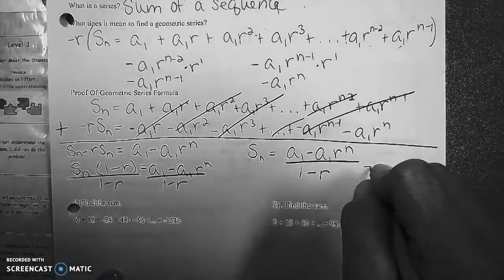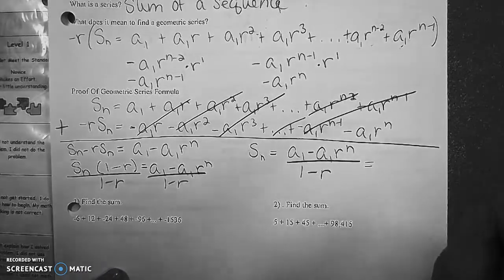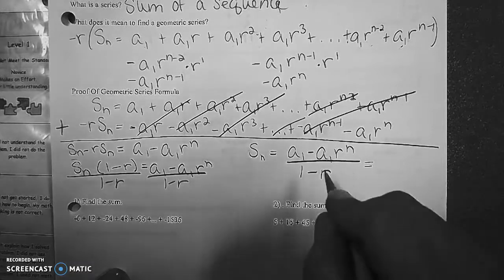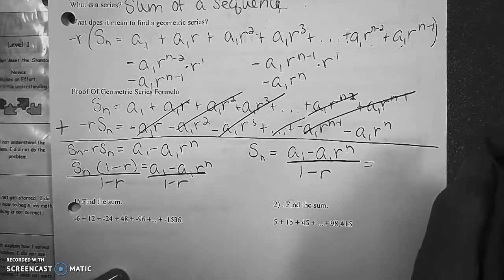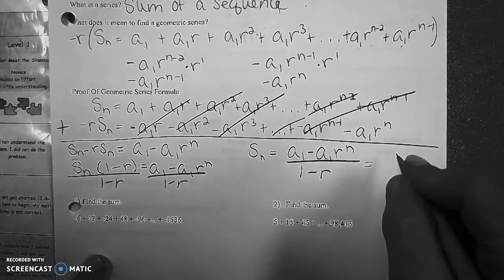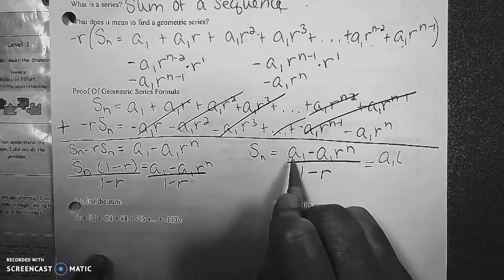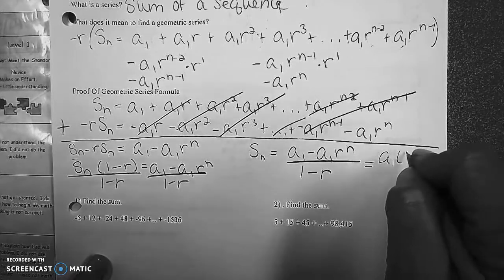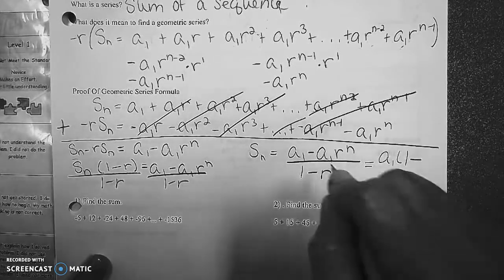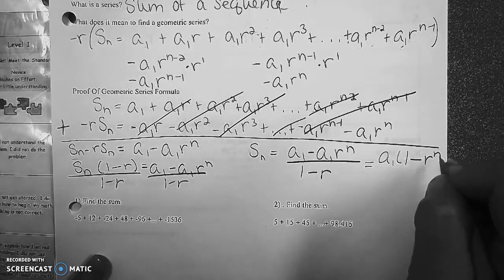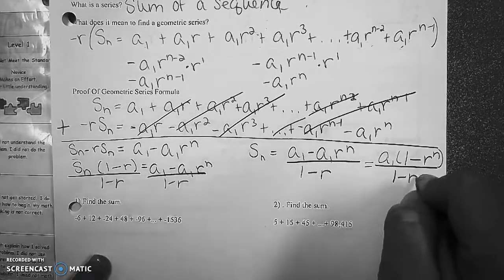A lot of times this formula appears a little more simplified. Notice the numerator: both of those quantities share an A sub 1. So a lot of times you'll see the A sub 1 factored out. If you factor A sub 1 out of A sub 1, you're left with 1 minus R to the n over 1 minus R.